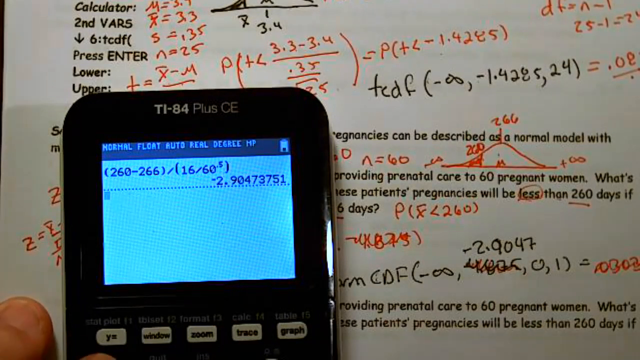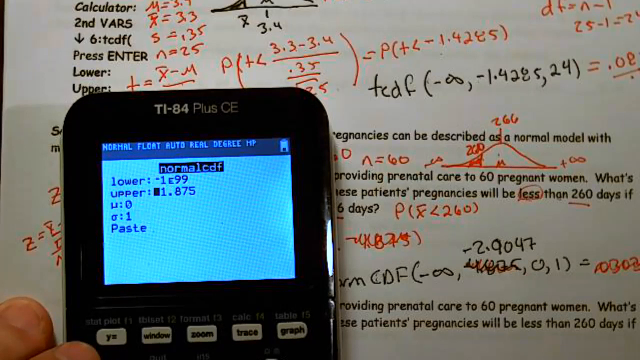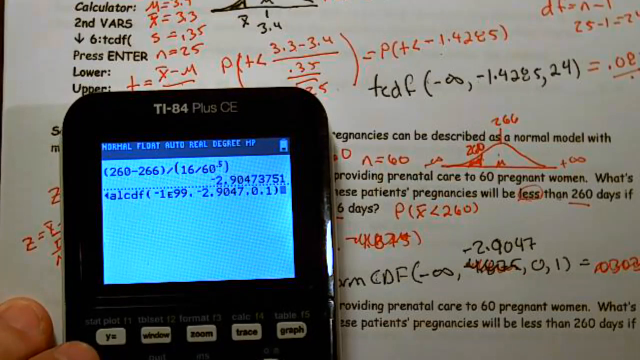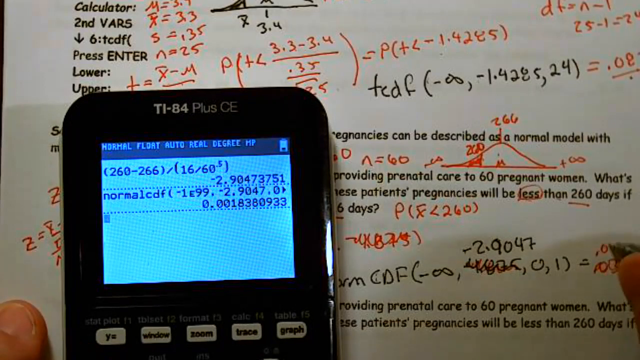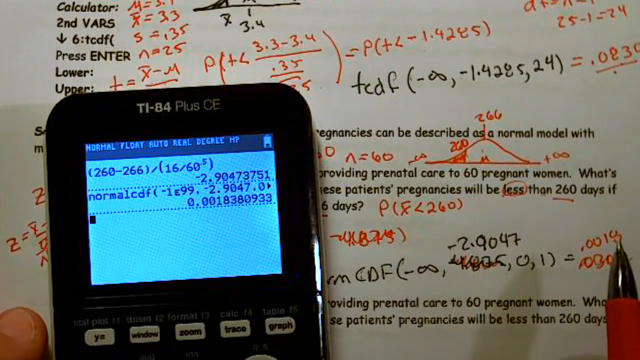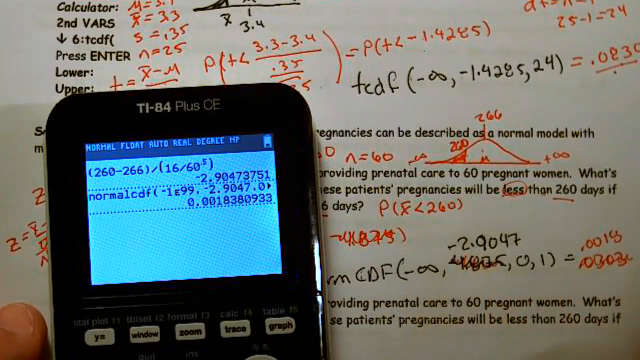So now we're going to do a norm CDF of that. So second vars, normal CDF. And I'm just going to change that to negative 2.9047. Mean is 0, standard deviation of 1. And we end up getting 0.0018. So a very, very small percentage of the women group likelihood that we'd get a group of 60 women who had an average pregnancy of less than 260 days.